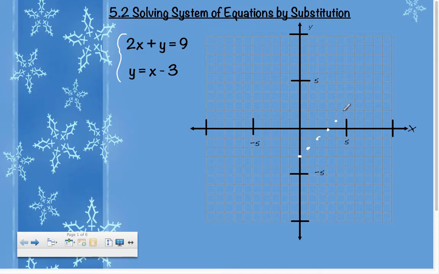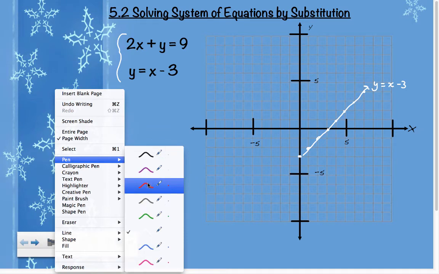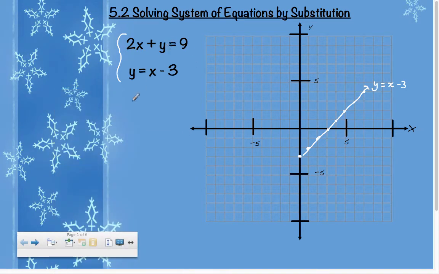So as you can see, I'm graphing the first line. We should be very adept and quick at graphing lines by now. This is the line y equals x minus 3. All right, I'm going to change my pen color and graph the next line. I have to solve that for y. Y equals negative 2x plus 9.